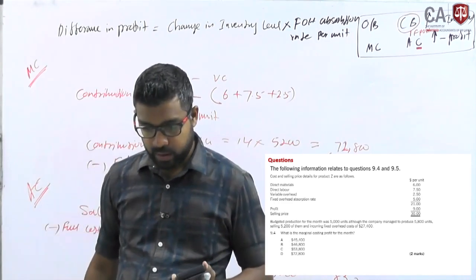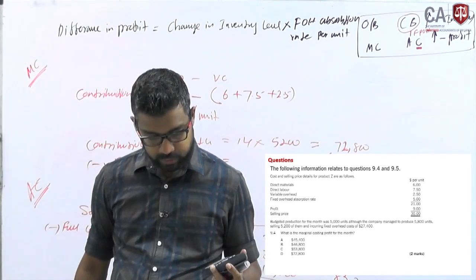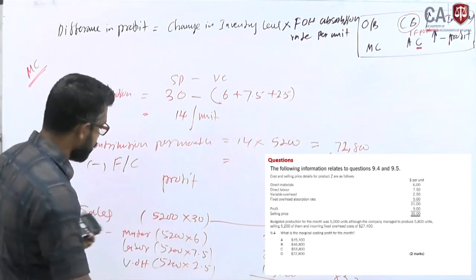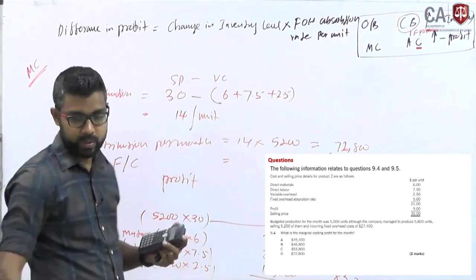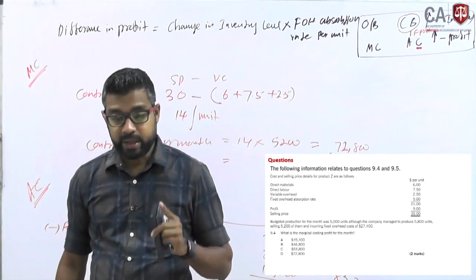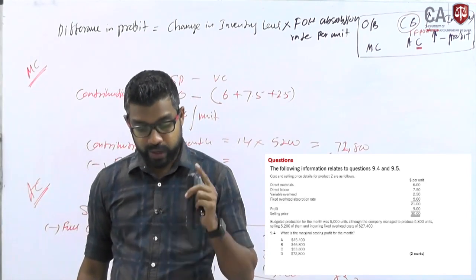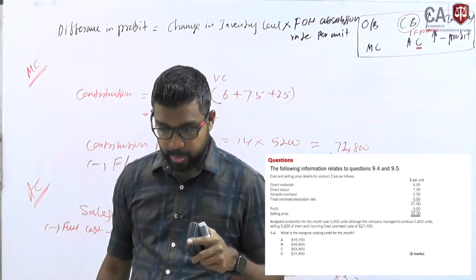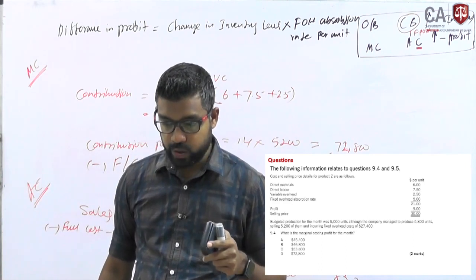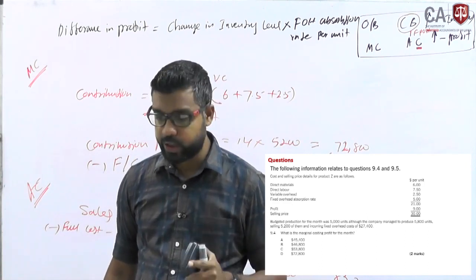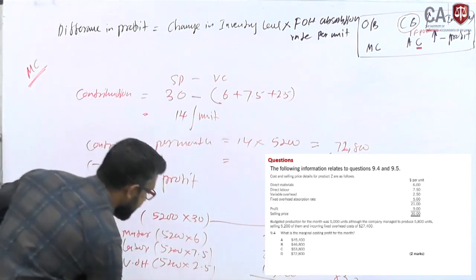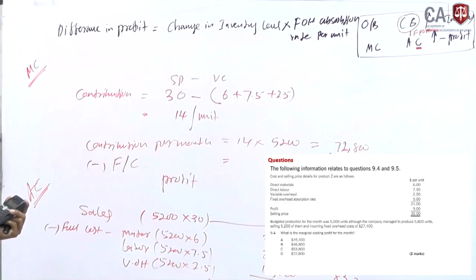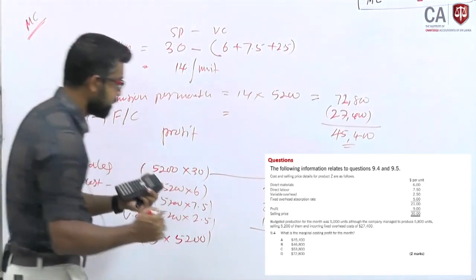Fixed cost, how do you calculate fixed cost? ₹5 absorption rate into budgeted production for the month was 5,000, right? Although you have produced 5,800 units and you sold 5,200, in absorption costing we absorb at the absorption rate, right? 5,200 into 5 is 26,000.